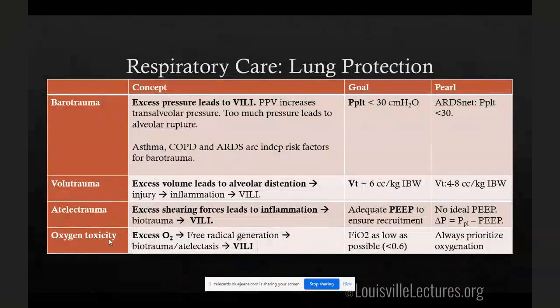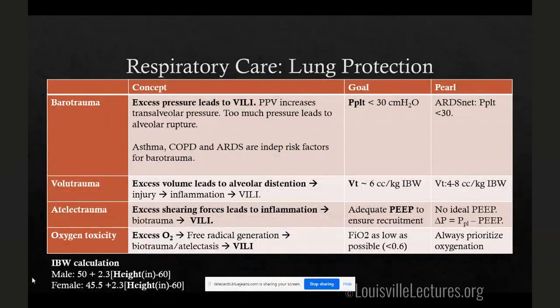Oxygen toxicity can cause free radical formation, and that's why we target an FiO2 of less than 60. But if the patient is hypoxic, we don't sacrifice their oxygenation to achieve an FiO2 of less than 60. We accept that because the risk of death from deoxygenation is so much higher than lung injury down the line.